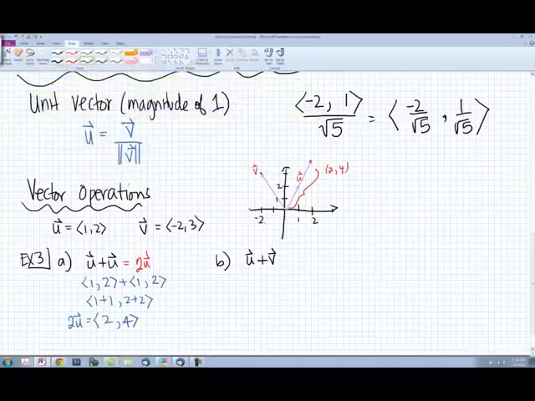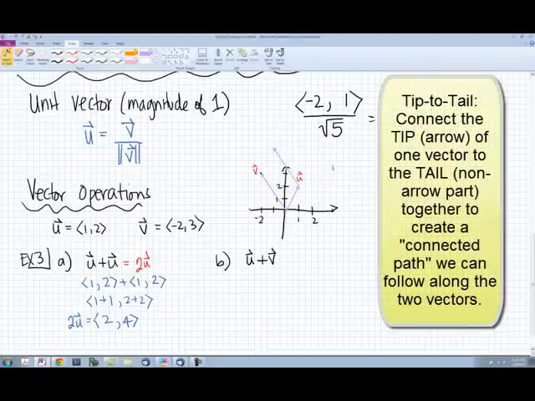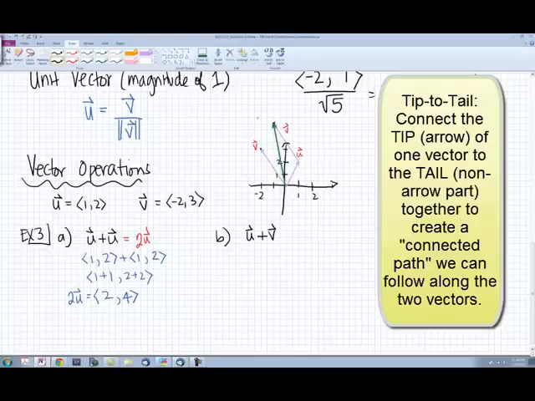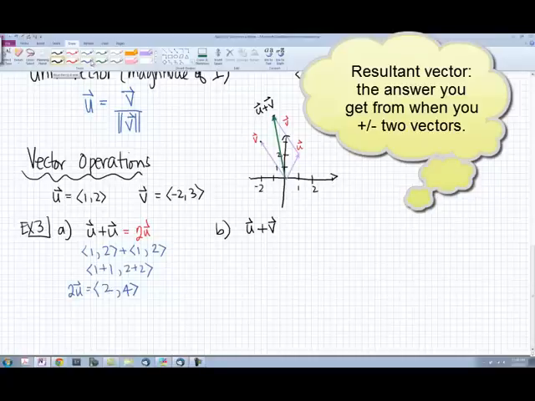Now what about adding vector u plus vector v? If I want to add two vectors together, we need to add them in a special way. The way we add them is by doing a process called connecting tip to tail. This vector that I've just drawn in will represent our resultant vector, and that's going to be vector u plus v.